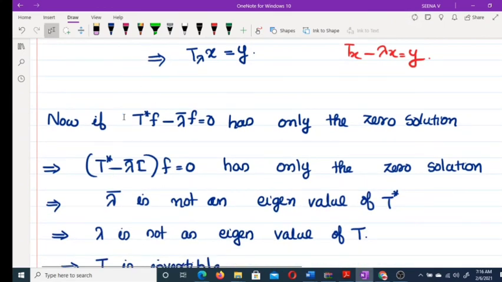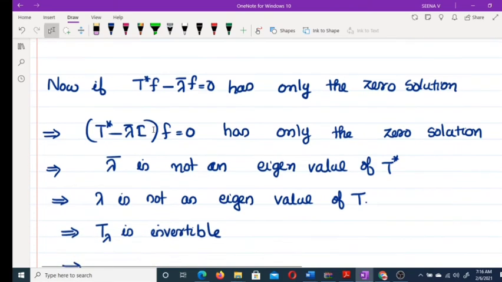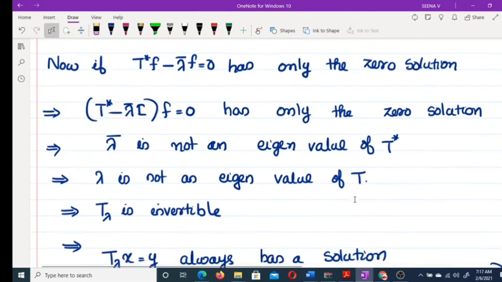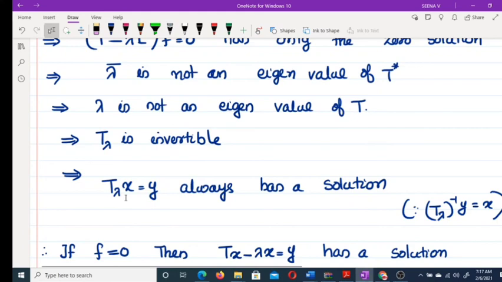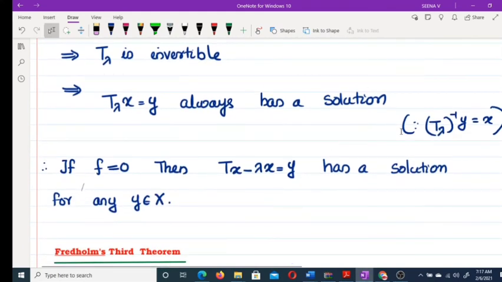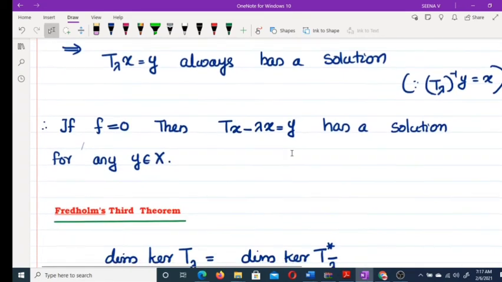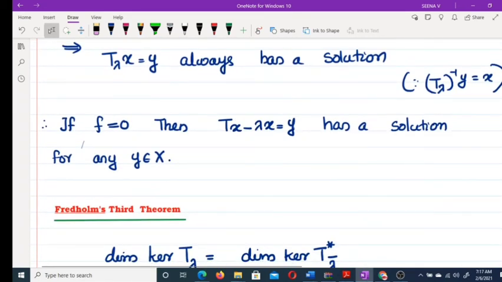Now if T* f − λ̄ f has only the 0 solution, then (T* − λ̄) f equal to 0 has only the 0 solution. That means λ̄ is not an eigenvalue of T star. That means λ is not an eigenvalue of T. That means T_λ is invertible. Therefore, T_λ x = y implies you can write x equal to T_λ inverse y. Therefore if f equal to 0 is the only solution, we get Tx − λx = y has a solution for any y belonging to X. That is Fredholm's second theorem.